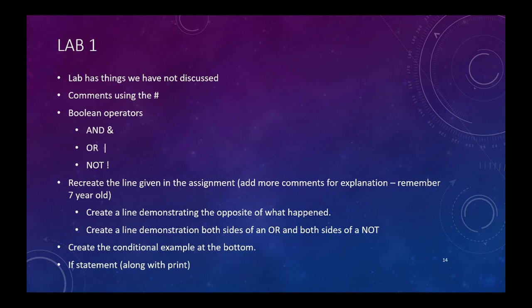Then create additional lines and comments for both sides of an OR. So you want to put an OR together and be able to get a true, and put an OR together and be able to get a false. The same thing with your not. You want to put a line together with comments of a not with a true and a not that gives you a false. Then we're going to create that additional example at the bottom, and that's going to show you a little bit about an if statement along with a print statement.